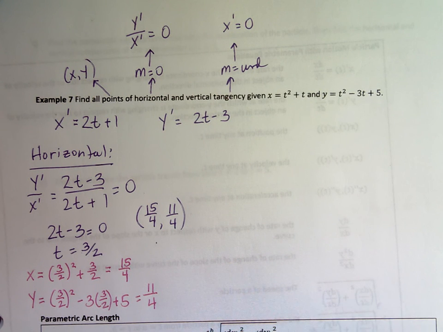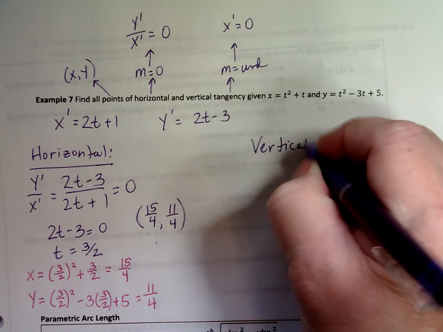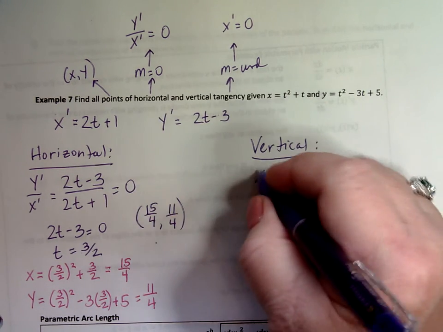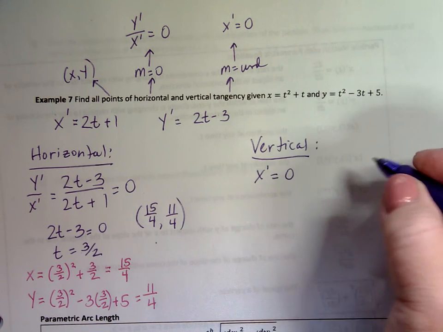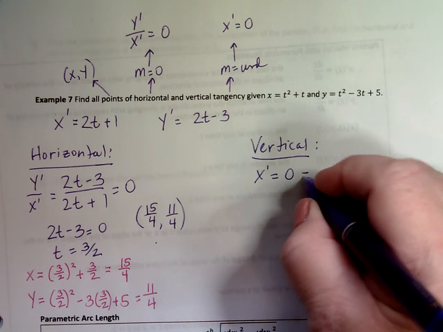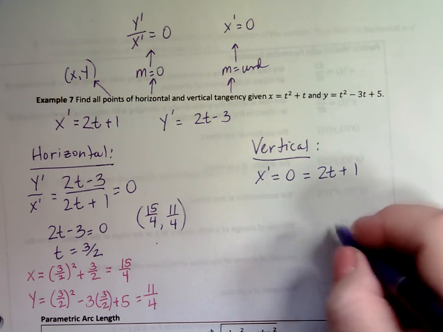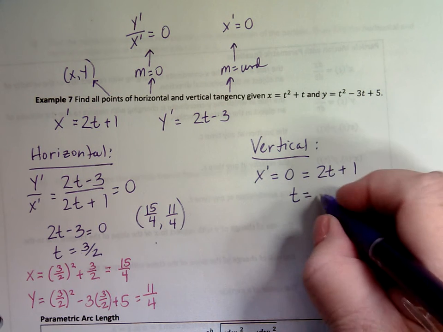All right, here we go, vertical. Vertical is when x prime, the denominator of my slope, equals 0. So what is x prime? X prime is 2t plus 1. Well, 2t plus 1 equals 0 when t is negative 1/2. Swing the 1 over, divide by 2.